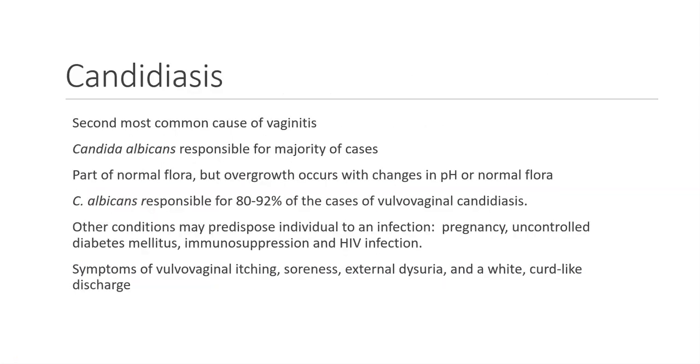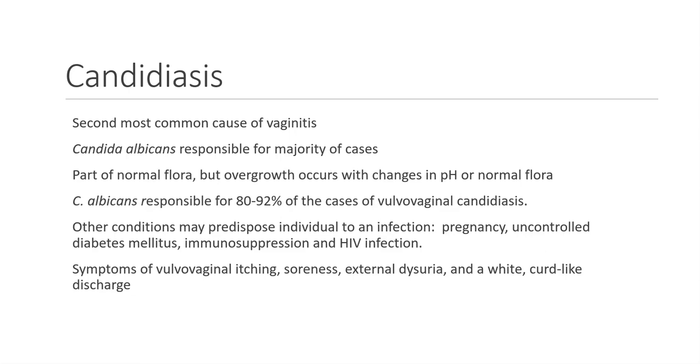Candidiasis is the second most common cause of vaginitis. Candida albicans is responsible for the majority of cases. It's part of the normal flora, but overgrowth occurs with changes in pH or normal flora. C. albicans is responsible for 80 to 92% of the cases of vulvovaginal candidiasis.